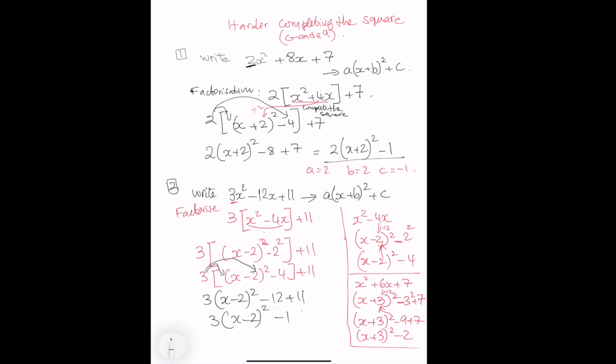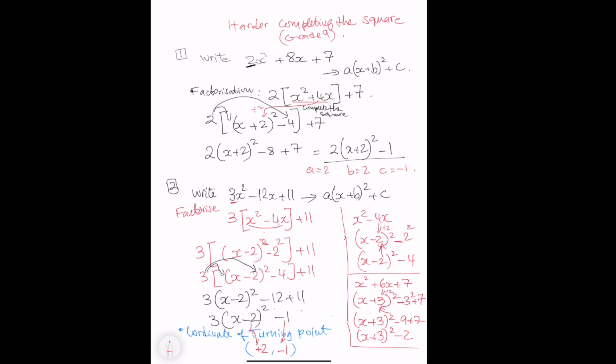And if you have a question asking you to find the coordinates of the turning point, which is a very common question with completing the square, it's a coordinate. So all you have to do is change the sign of this number, make it plus 2, and keep the one that is outside the bracket the same, so 2, minus 1.